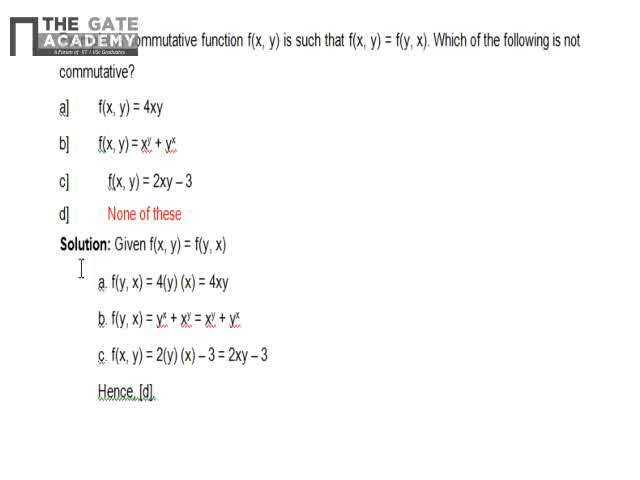The solution is we have to find f of yx for all the functions. So for the first function it is the same, for the second also it is the same, for the third also it is the same. That means all the functions are commutative. That means option D is the right option. Now we'll see the next example.